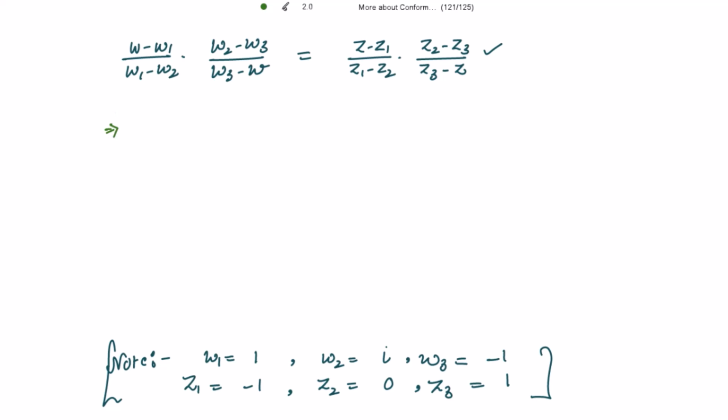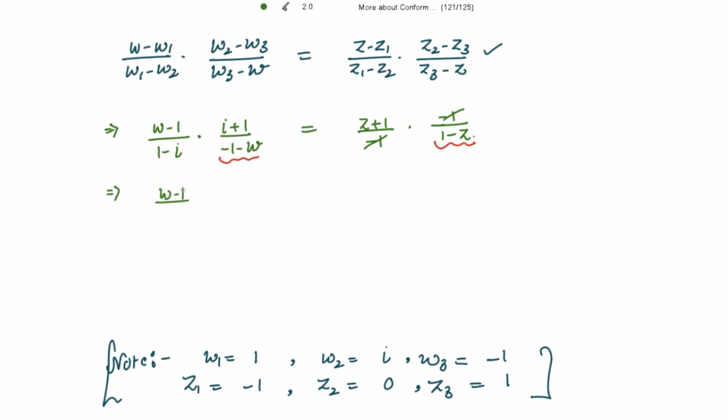So this implies, okay, w1 is 1, so this is w - 1, then 1 - i, multiplying this with i + 1, and then it is -1 - w. This is equal to, please check very carefully, z + 1, then -1 - 0, and then 0 - 1, and then 1 - z. -1 - 0 is -1, and this is also -1. So these two cancelled out. Let's manage the sign of this and this factor in the next step.